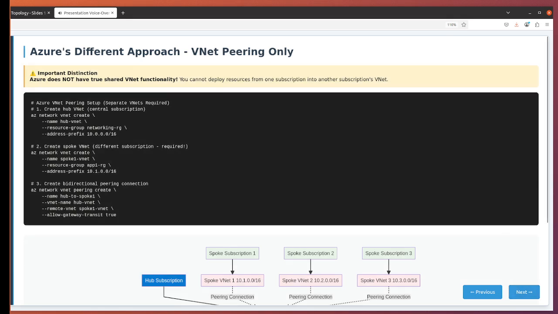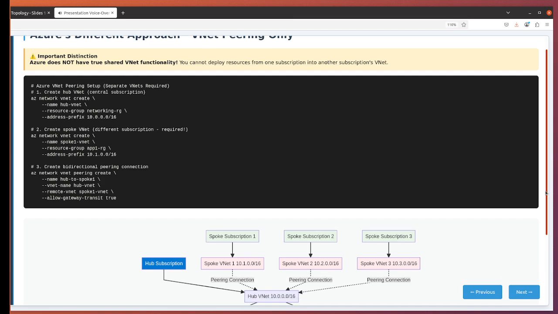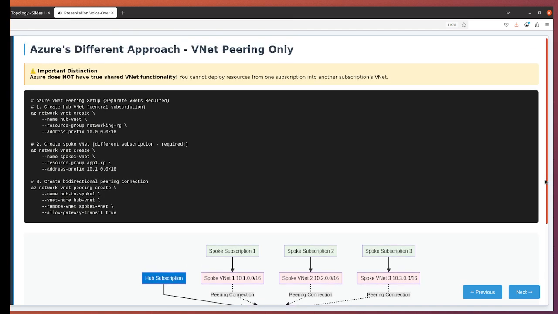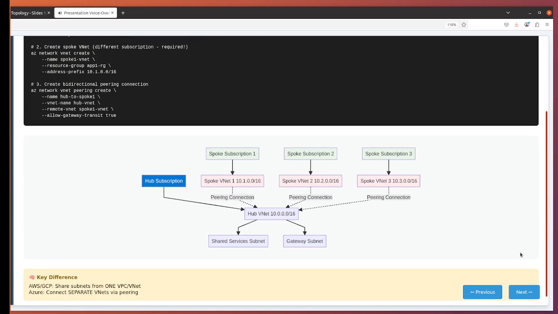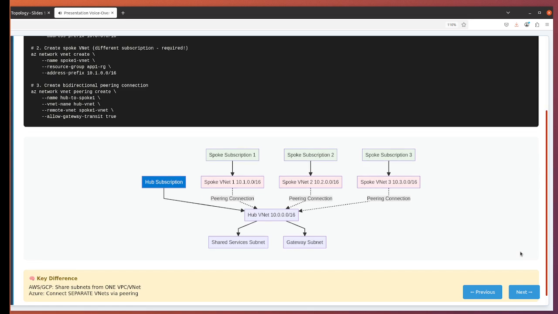Azure's different approach. No true shared VNet. Here's where Azure is fundamentally different, and this trips up a lot of people. Azure does not have true shared VNet functionality like AWS or GCP. You cannot deploy resources from subscription B into a VNet that belongs to subscription A. This is a hard architectural limitation in Azure.